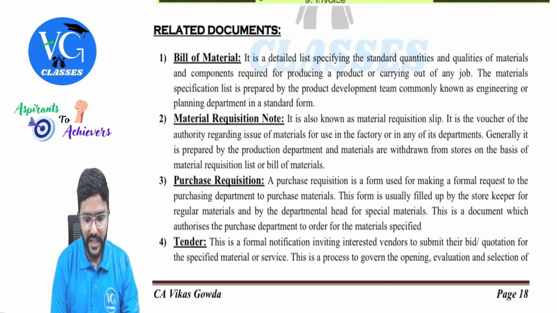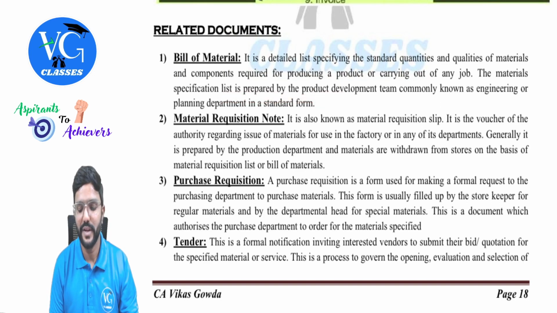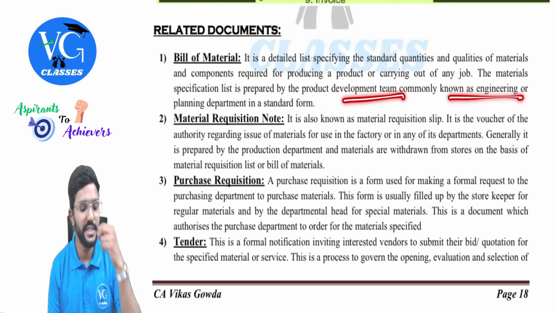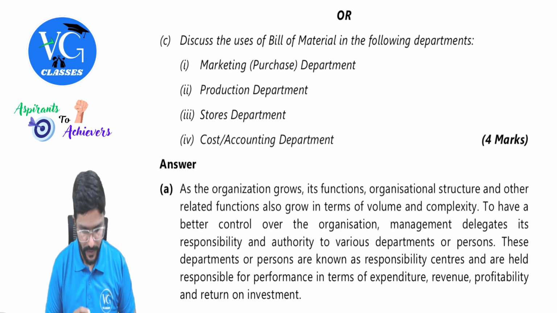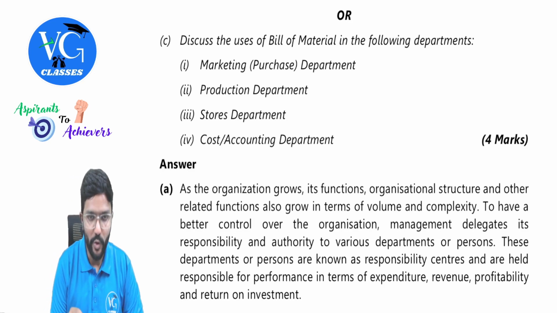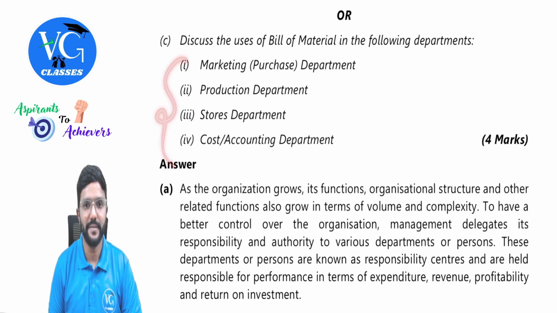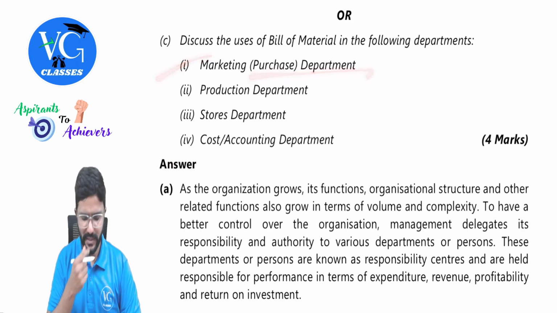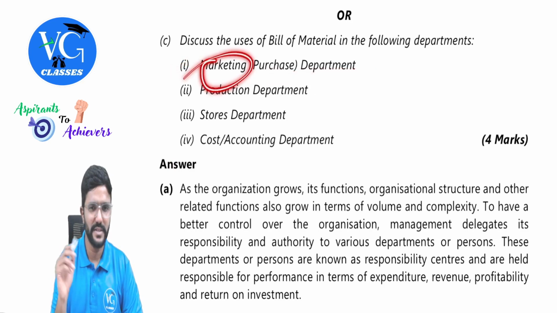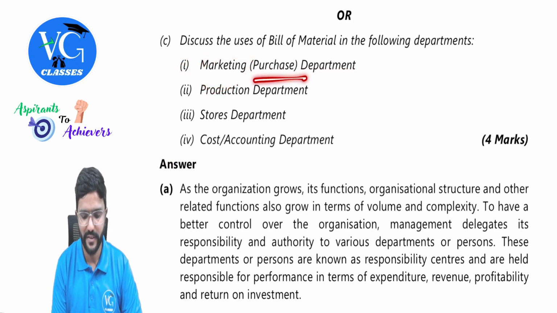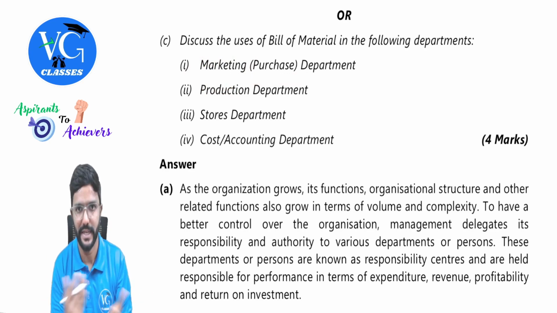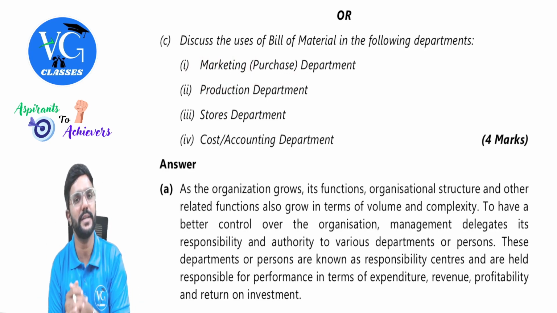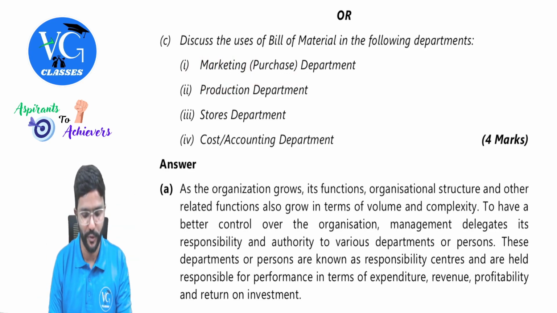The material specification list is prepared by the product development team, commonly known as the engineering or planning department. Now, how will it be used by each department? Marketing or purchase department. Marketing is actually for sales, so let us consider it for raw material. Anything we discuss in the material chapter is with respect to raw material, guys, not output.